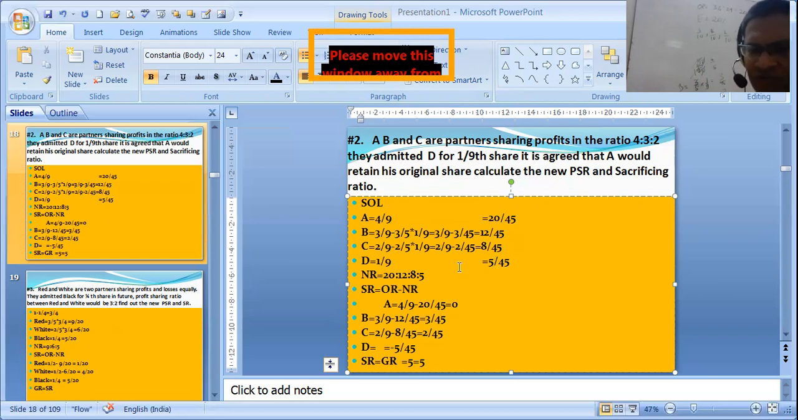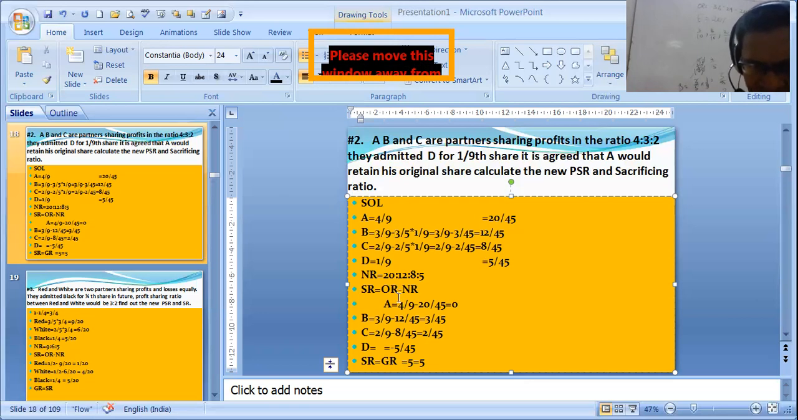1 by 9 I am turning into the same denominator so that we can get the new ratio. Always remember, you have to make the same denominator in order to write the ratio. So 20 is to 12 is to 8 is to 5 is the new ratio. Sacrificing ratio is old ratio minus new ratio. Old ratio is 4 by 9 and new ratio is 20 by 45. So 4 by 9 minus 20 by 45.